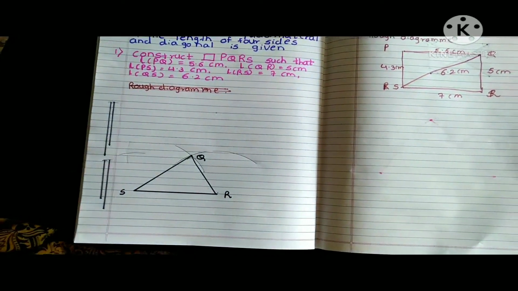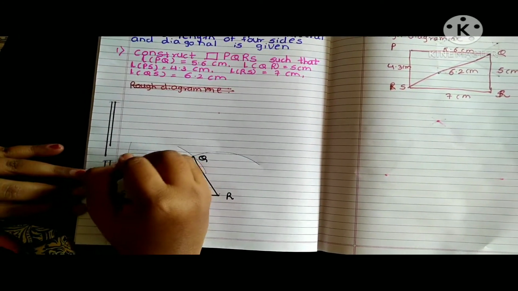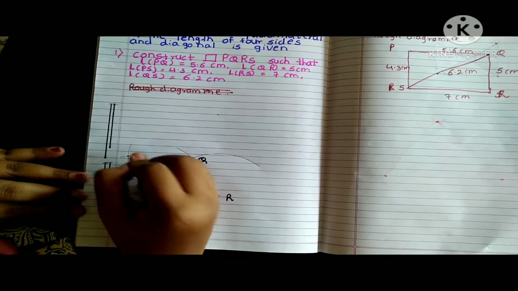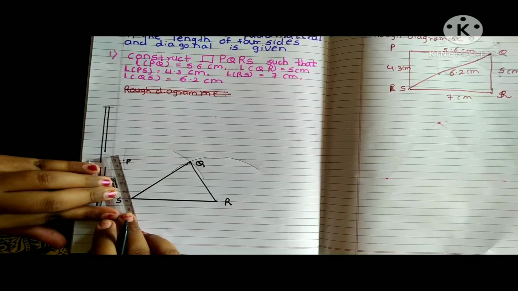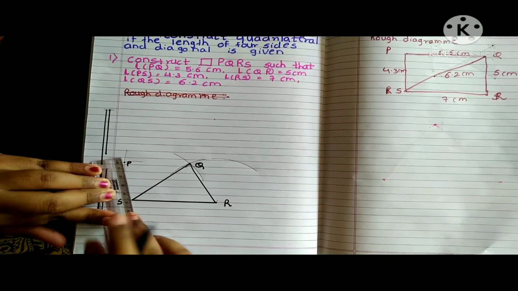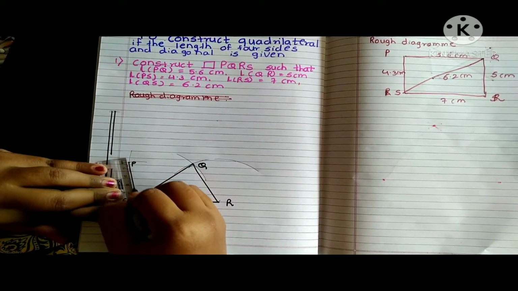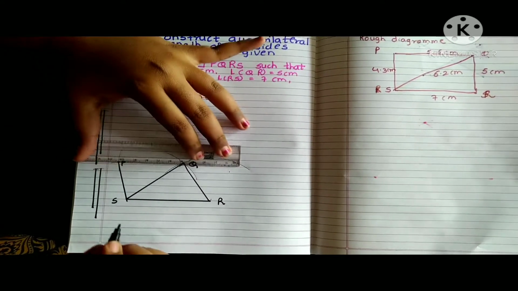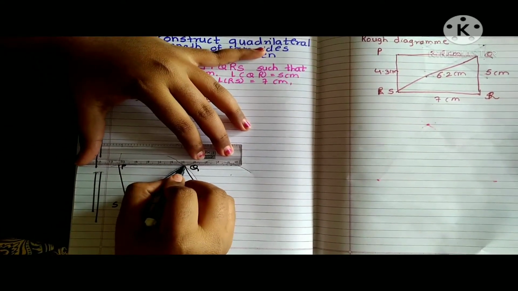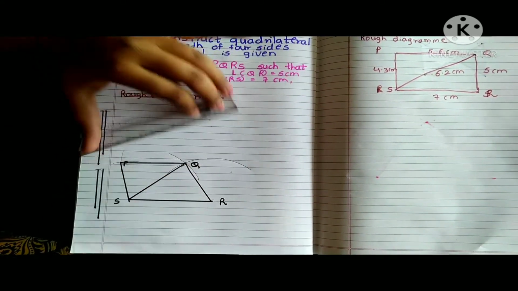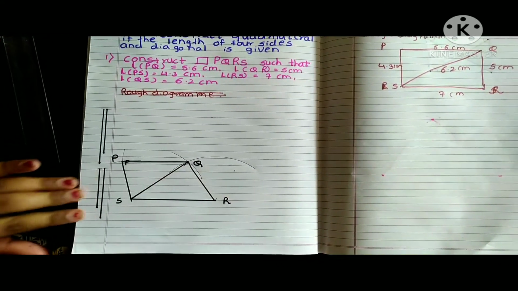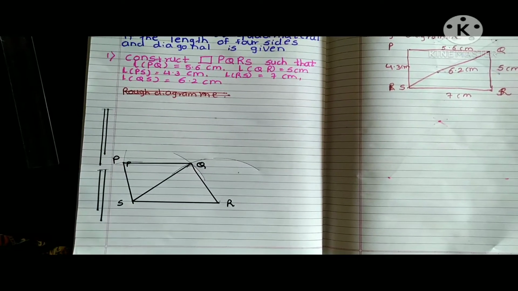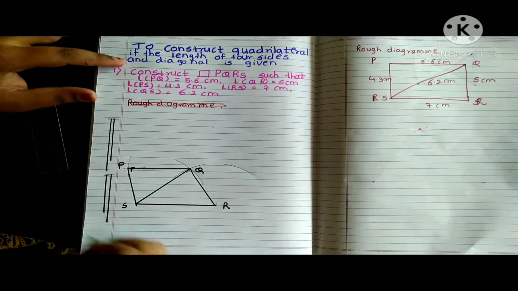Now we got the point P over here. So let's join the remaining two sides of the quadrilateral, that is PS and PQ. So children, this is the construction of the quadrilateral when the length of all four sides is given.